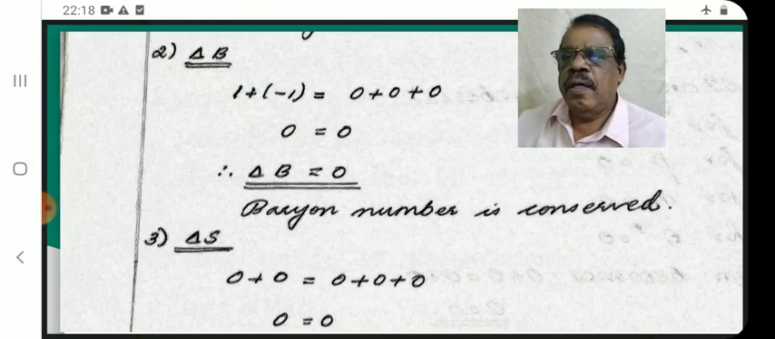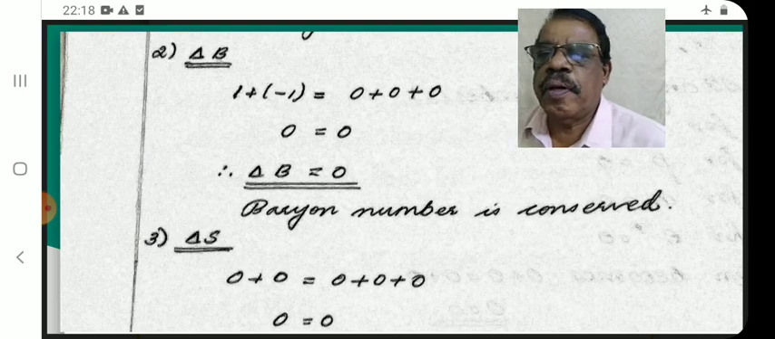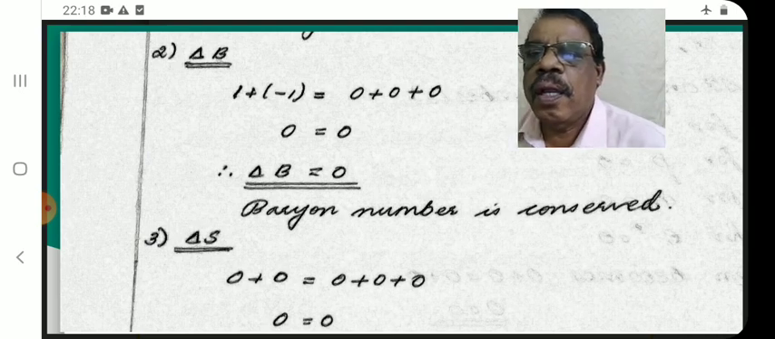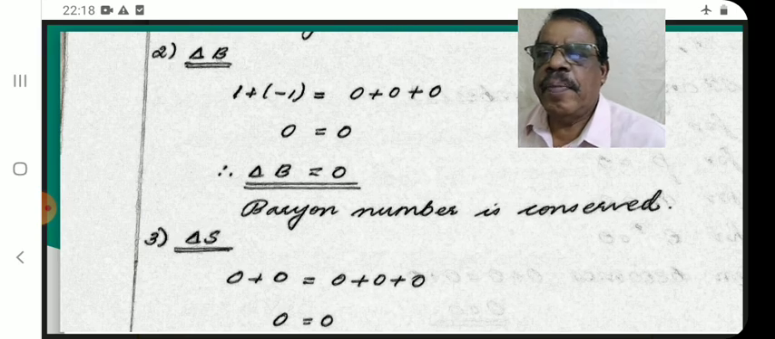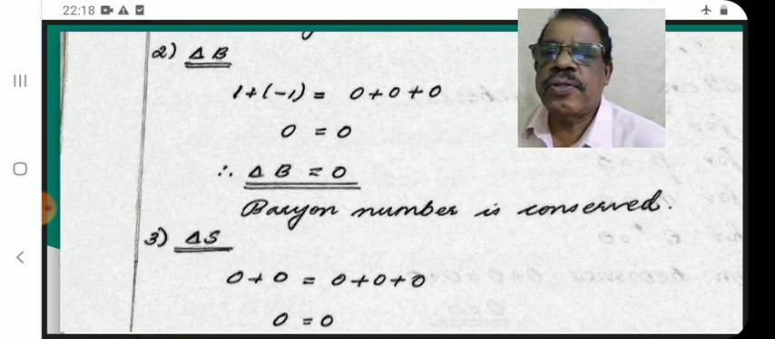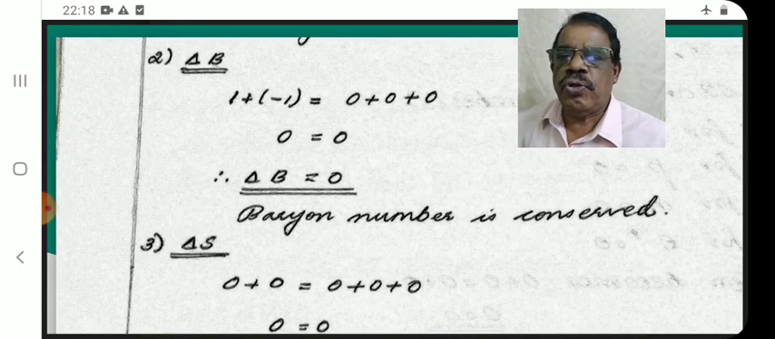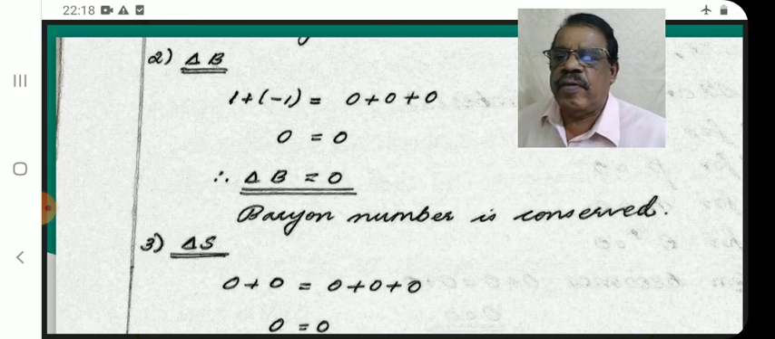Now baryon number. Baryon number for proton is plus 1 and for antiproton is minus 1. Plus 1 and minus 1 equal to 0 plus 0 plus 0. On the RHS, there is no baryon. So 0 is equal to 0. Delta B is 0. Baryon number is conserved.